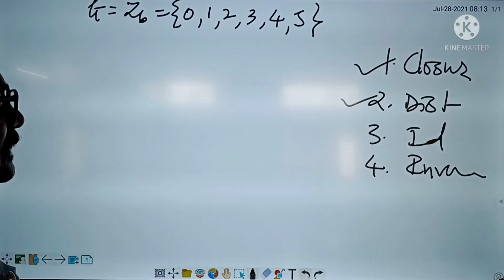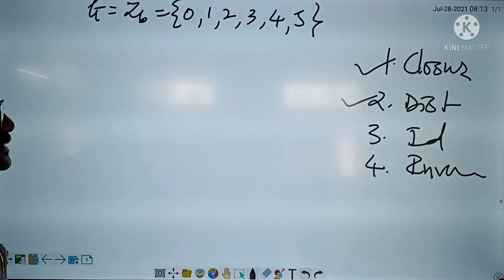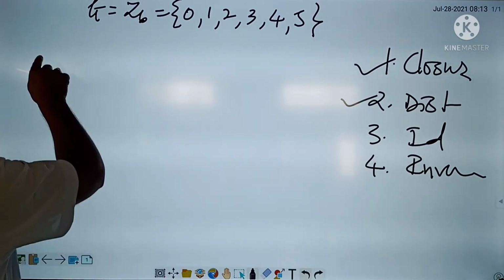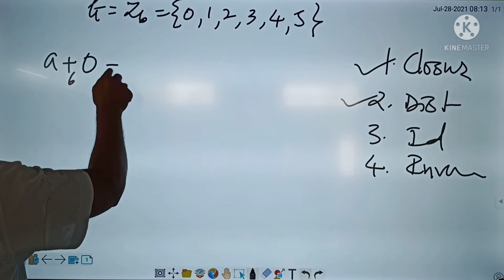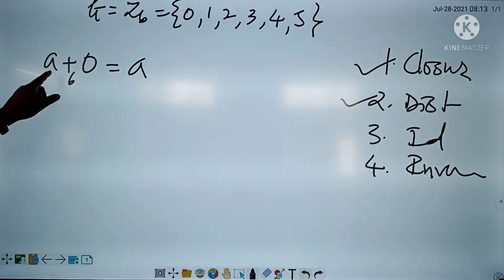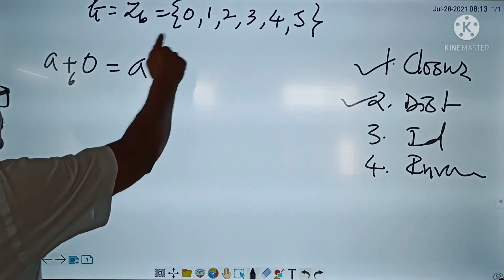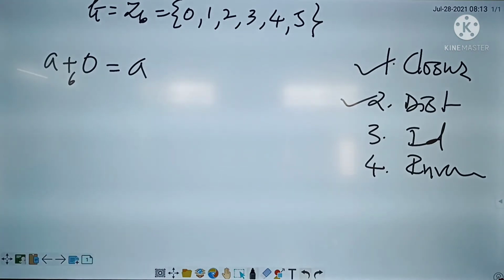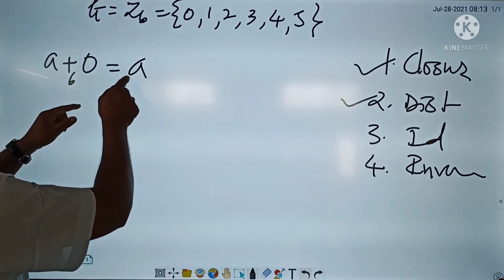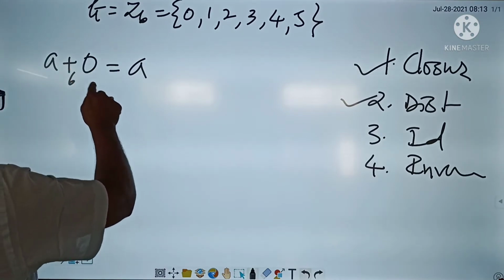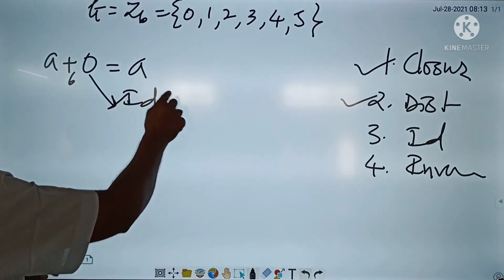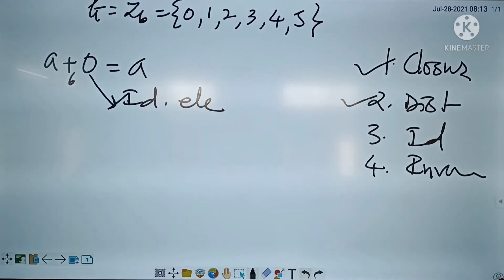Then see existence of identity element. You can easily see there is an identity element, that is 0. That is, A plus 0 means A, whatever it may be. Take any A from this set. A means 5: 5 plus 0 is 5, divided by 6, remainder is 5. So we get A. So this is the existence of the identity element, and we say that this 0 is the identity element of this group G.